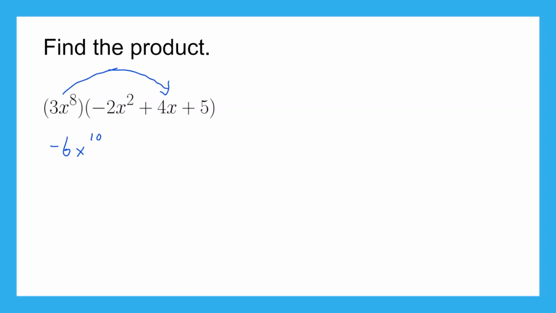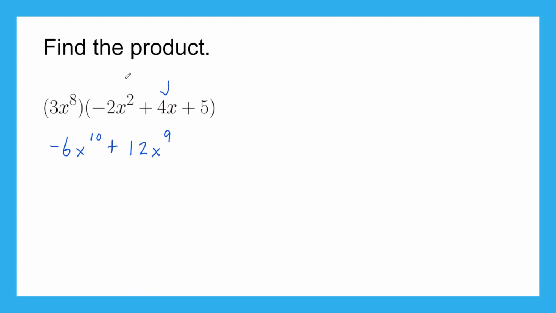So 3 times 4 we know is 12. And we have a plus right here, so we're going to bring that plus directly down. So we're going to say negative 6x to the 10th plus 12. 12 what? Well, we have x to the 8th times, right here we have x to the power of 1, right? Even though we don't see the 1, we know there's a 1 in the exponent. So we need to add 8 and 1, which will be 9. So we have 12x to the power of 9.